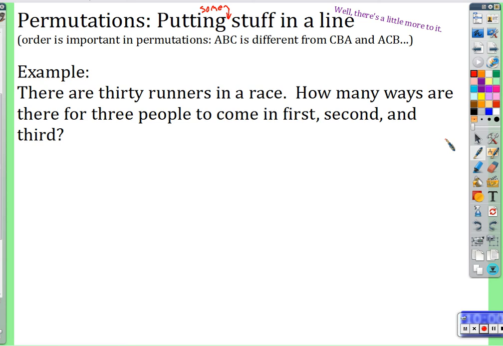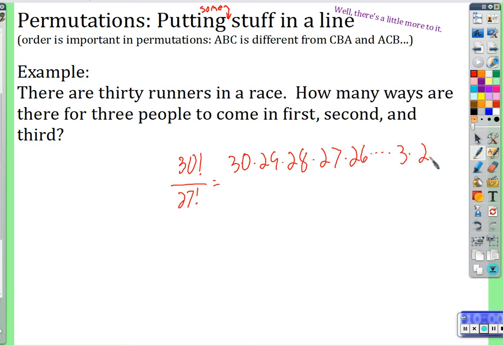So it'd be like 30 factorial over 27 factorial? 30 factorial over 27 factorial. Because what we're taking is 30 times 29 times 28 times 27 times 26 all the way down to 3, 2, 1. All we want is this stuff, those three. 30 for first, 29 for second, 28 for third.